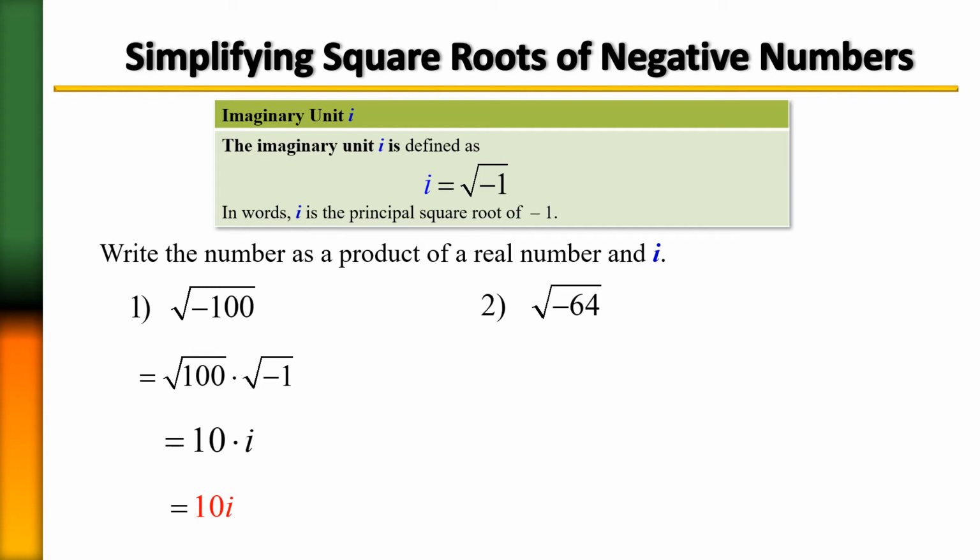But if you want to understand the process, again, I'm going to show you how it works. Every negative root, imaginary number, has negative 1 as one of its factors. So you have the square root of 64 times the square root of negative 1. And again, we know the square root of 64 is 8. The square root of negative 1 is i. Put it together and you have 8i.